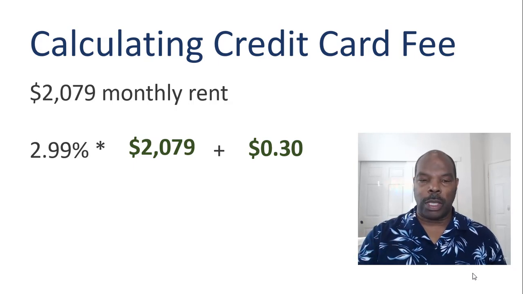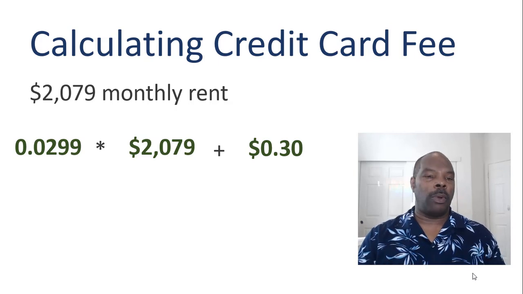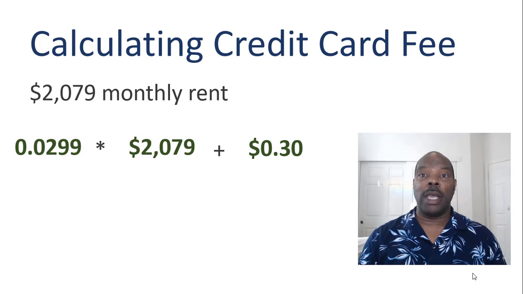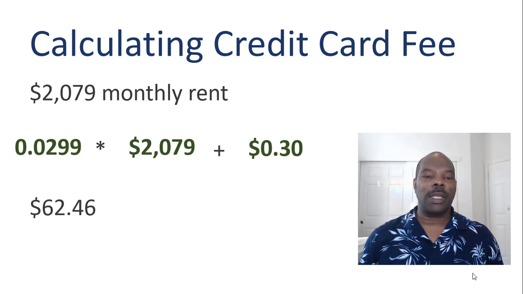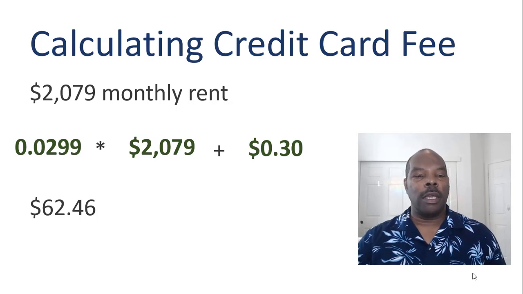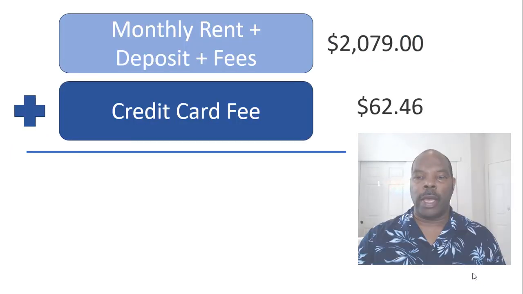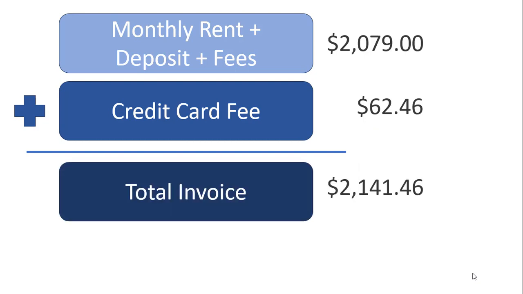2 plus to the left, so it looks like that. And then you're going to multiply that 0.299 times your total amount, which is $2,079, and then you're going to add on the 30 cents, and that's going to be $62.46. So there you have it. I'm going to add that to my total amount, and my total invoice is going to be $2,141.46.